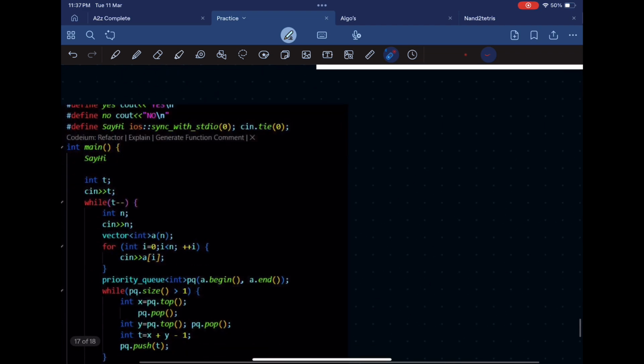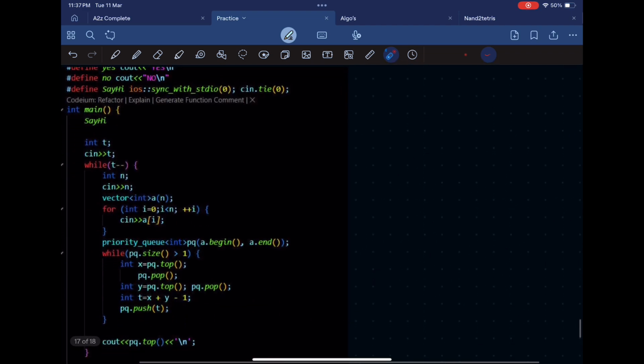We are just taking the top element. If the priority queue size is greater than 1, it means that we have multiple elements, so we can use int x equal to pq.top() and just take the top element. Then we take the first top element and the second top element, and we'll add both values.